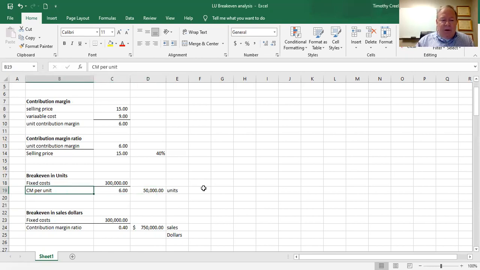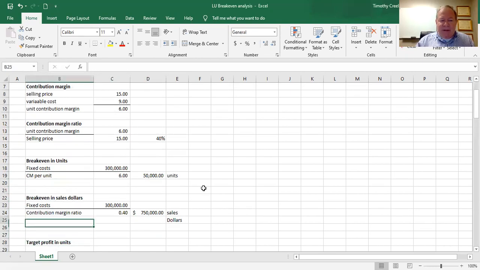Now, you can also look at break even from the standpoint of sales dollars. In that case, we would take our fixed cost divided by our contribution margin ratio. So we would take fixed cost of 300,000 and divide it by the contribution margin ratio of 40% that we got earlier on. We're working with the same example as we go through, and we would get 750,000 sales dollars. So this is the sales dollars that we must achieve in order to break even.